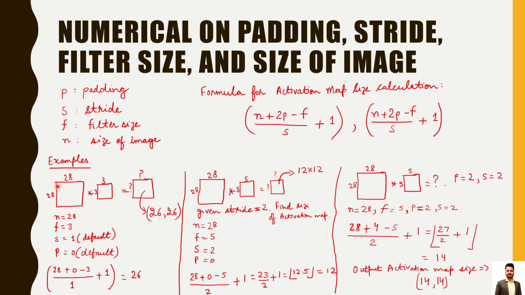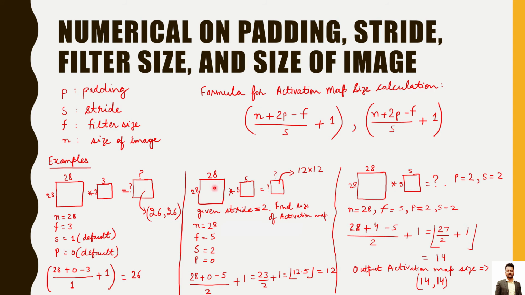Now an example: let's say that you have an image of 28 cross 28. The filter size is 3 cross 3. What will be the size of the resultant image? So N is 28, F is 3, stride is 1 by default, and padding is 0 by default. If it is not given, it is not given, right? So stride is 1 by default and P is 0 by default. Solving this, you will get an answer of 26.